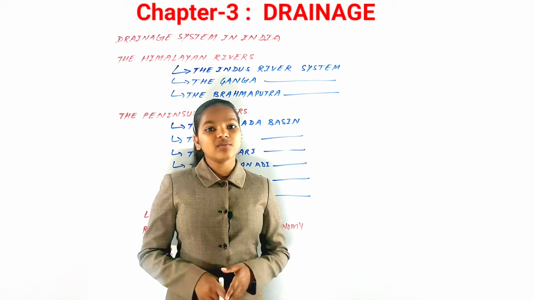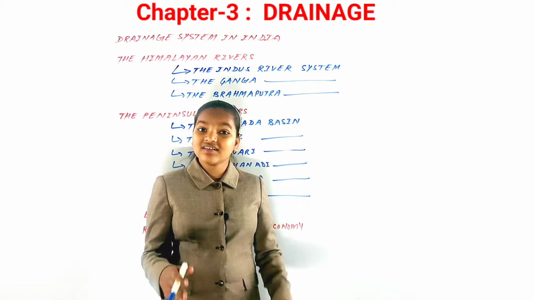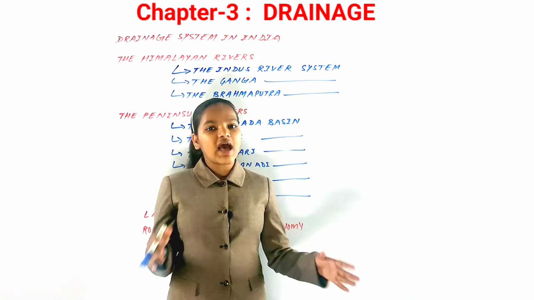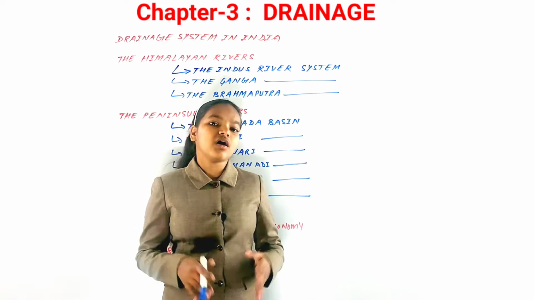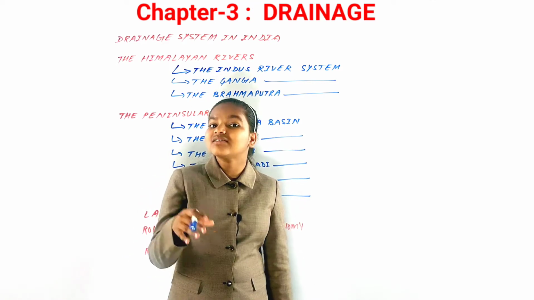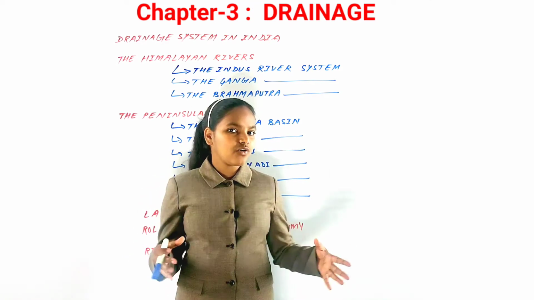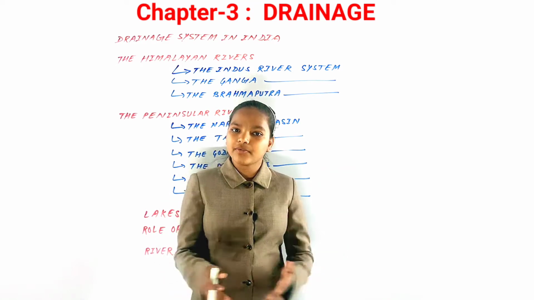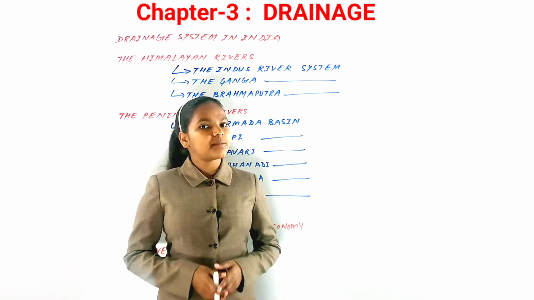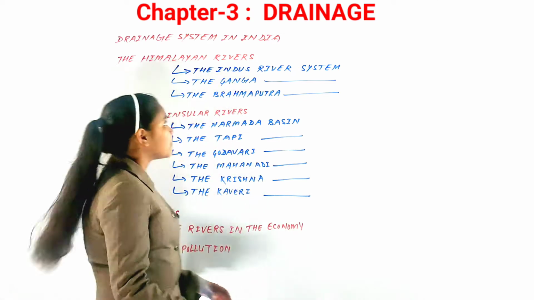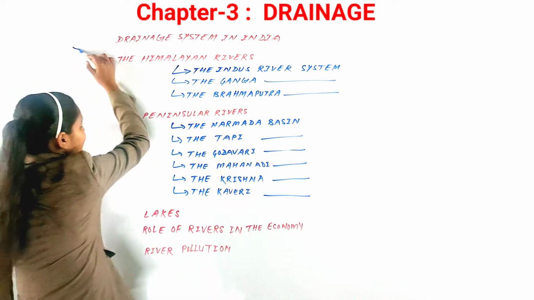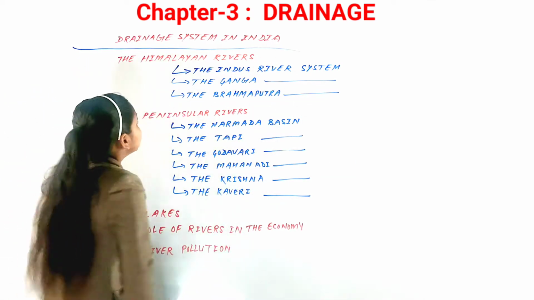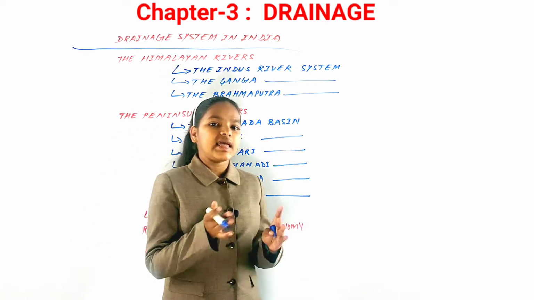So that is about some of the important terms that we are going to discuss in this chapter. We will basically see the rivers of our country, river basins, river systems, and their whole story in this chapter. So without ado, let's start our chapter with our first topic, that is drainage systems in India.